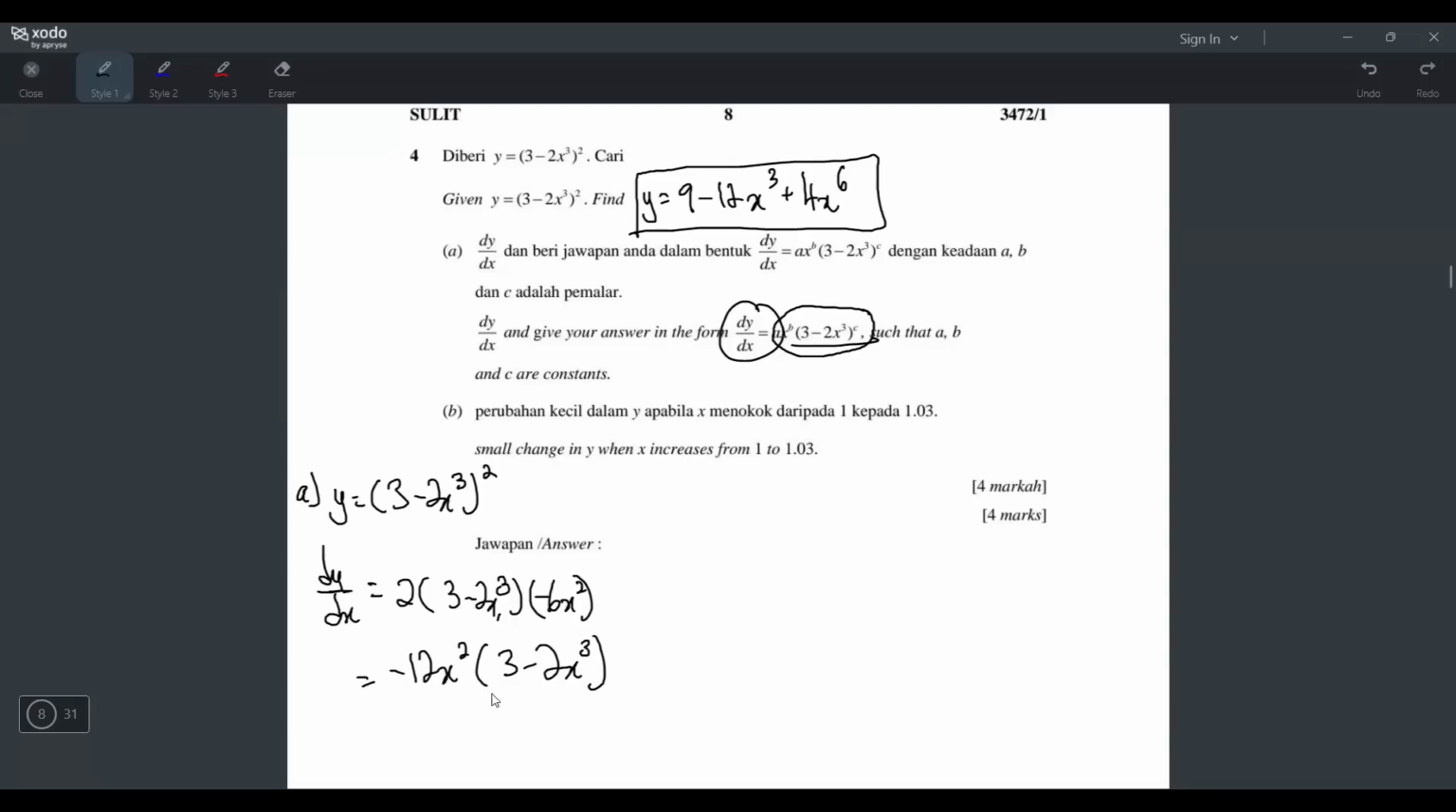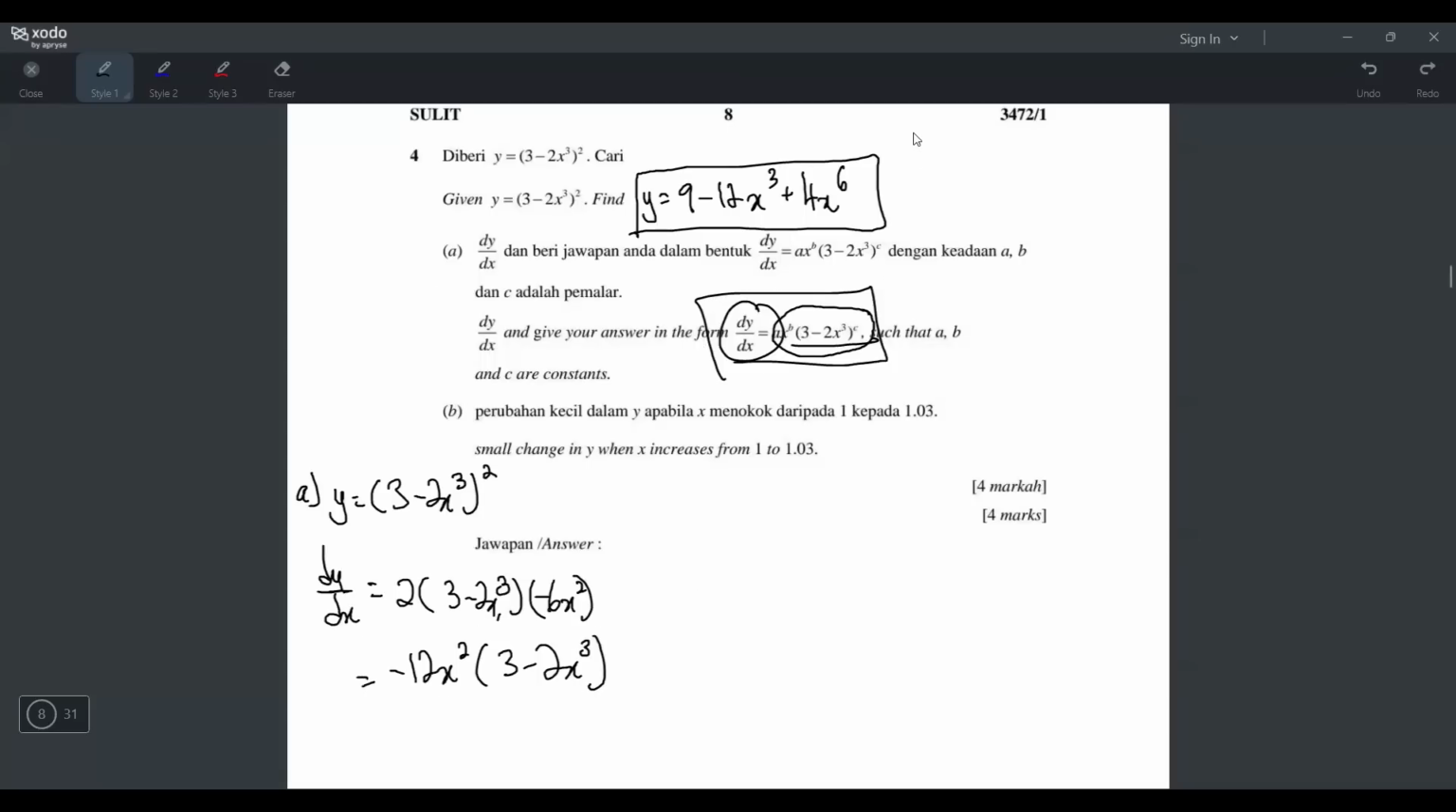So you can see that this is the final answer, because they say give your answer in this form. Do you realize my answer is already in this form? You see a x power b, so negative 12x power 2, (3 minus 2x power 3) power c, like power c. So this is the answer. Okay, let me show you another method.